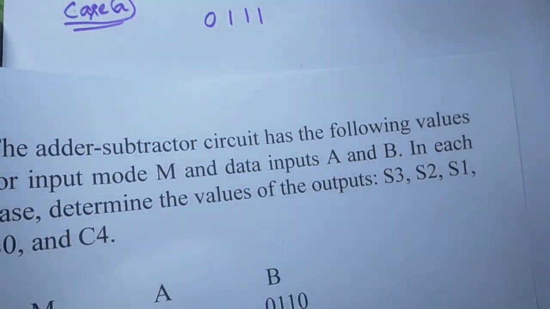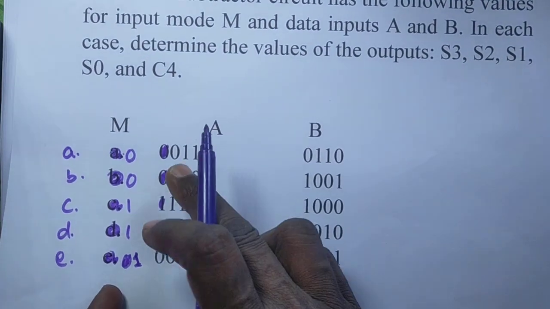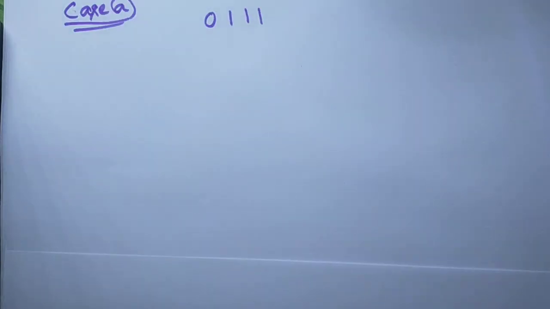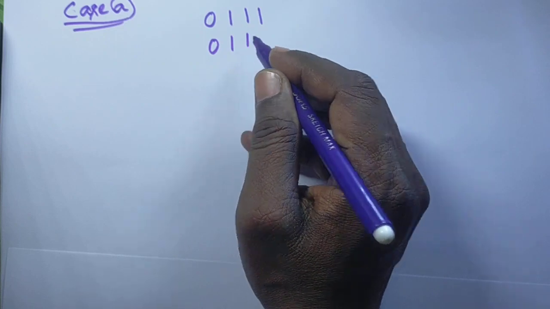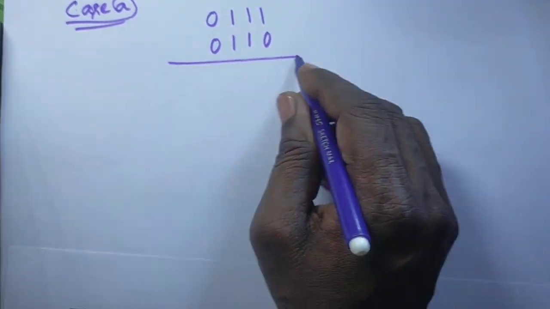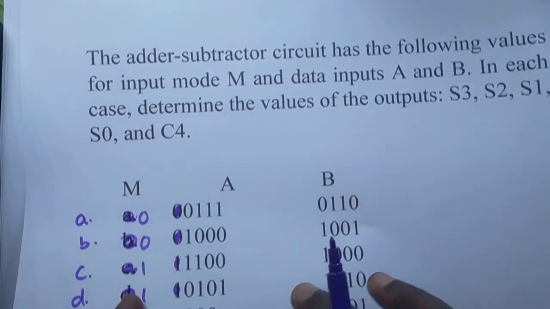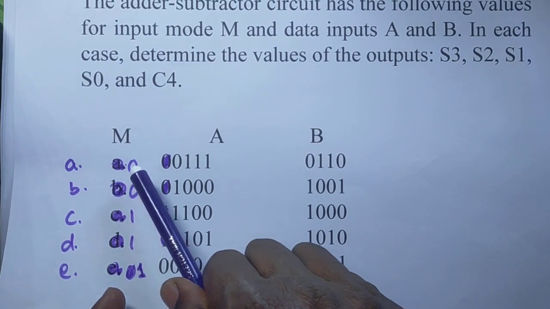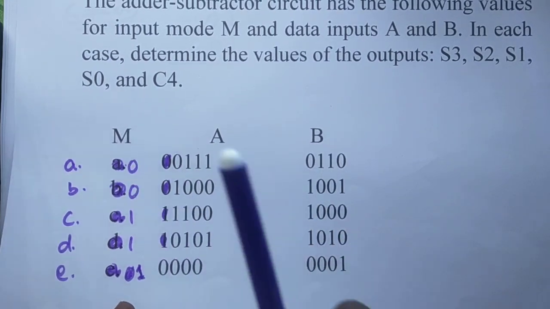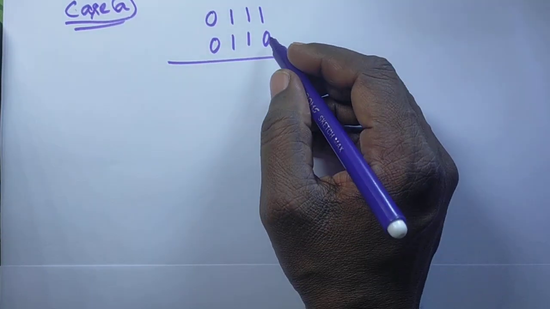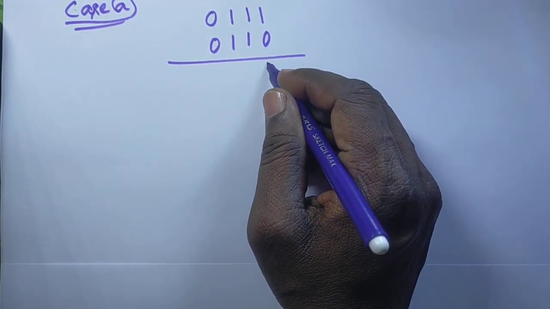A is 0111, you see, very simple way it is mentioned, that is 0111, and B value is 0110. Now you see, since M is 0, it means add the two operand values, A and B. Since it is 0, obviously we can add the two numbers.